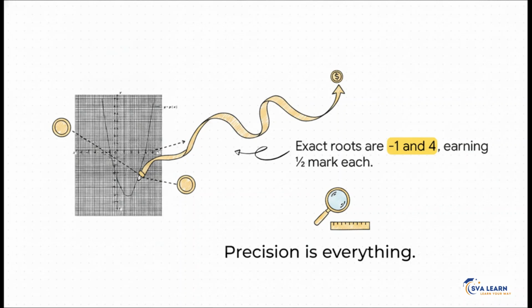But here is the real insider secret. If you look at the evaluation scheme, the board actually awards a half mark just for identifying the -1 and a separate half mark for identifying the 4. Meaning if you rush and only write down 4, you're only getting half a mark. Precision is absolutely everything here. Every single intersection point is a half mark payout.